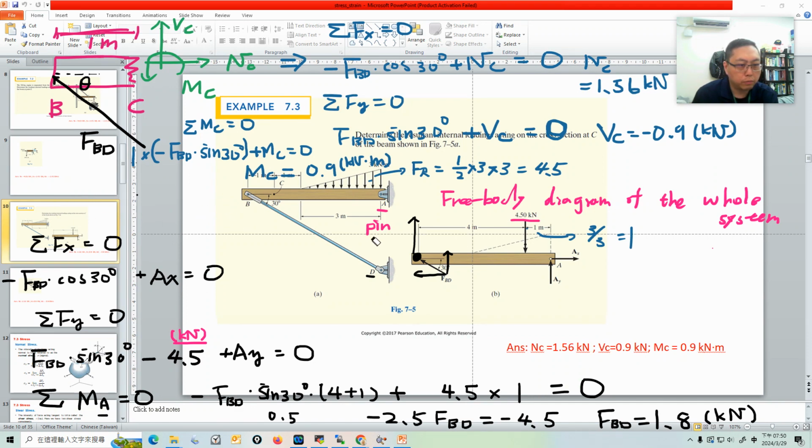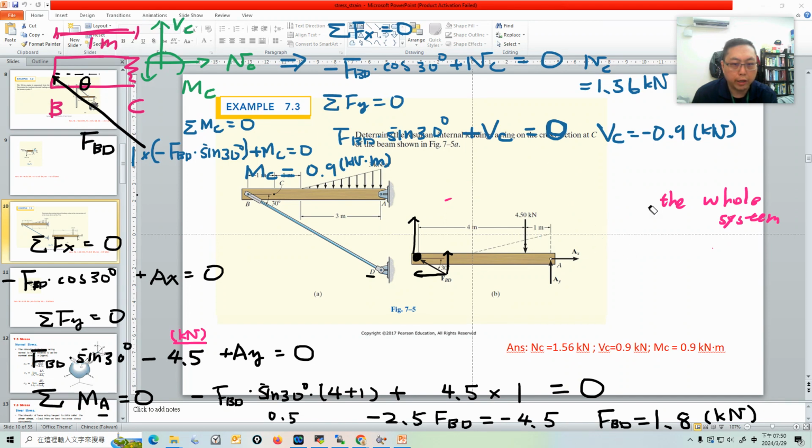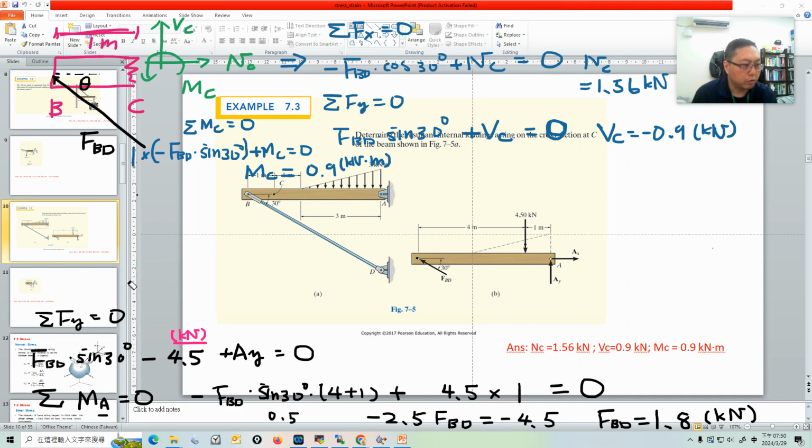So here I try to erase these things. Okay, erase these things, and then go to the next slide. Let's go to the next slide. Okay, next slide. Sorry, I need the time to clean this.